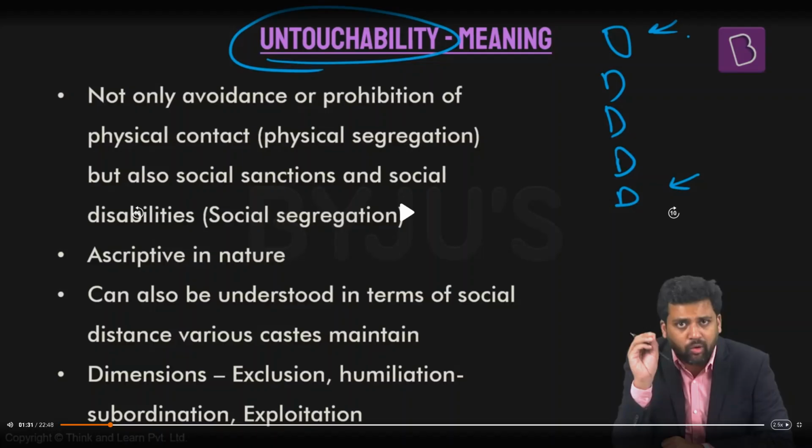Certain rights are only allowed for the twice-born castes, the Brahmins, Vaishyas, and Kshatriyas. There's also restriction on intercaste marriages. People from the lower caste are not allowed to marry members from the higher caste. In case there is an instance like that, there can be violence against the members from the lower caste. These kinds of instances are very common.